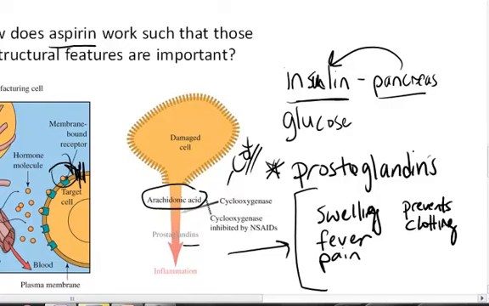It can cause the mechanisms that control the sloughing off of cells inside your stomach and intestines to change the rate in which they slough off. There's lots of different what one might call side effects associated with aspirin, other than just the fever, pain, and swelling relief.